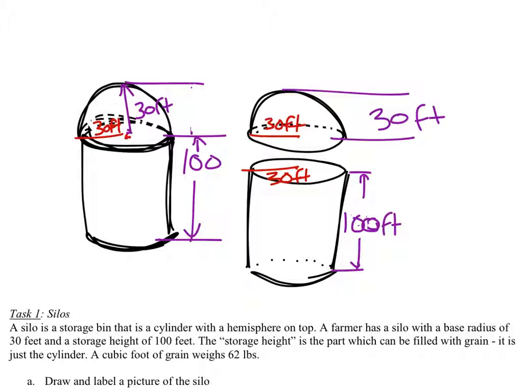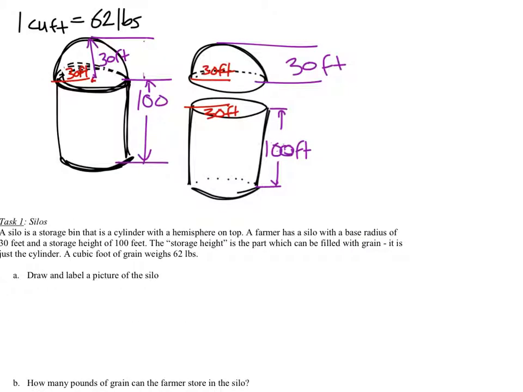Now a cubic foot of grain, which we should write in. 1 cubic foot will hold 62 pounds of, I guess this is wheat. It's grain. I got it. I don't know what the difference is. Now it says, how many pounds of grain can the farmer store in the silo? So to figure these out, since the cylinder is all that we can fill on these, we need to find the volume of the cylinder.